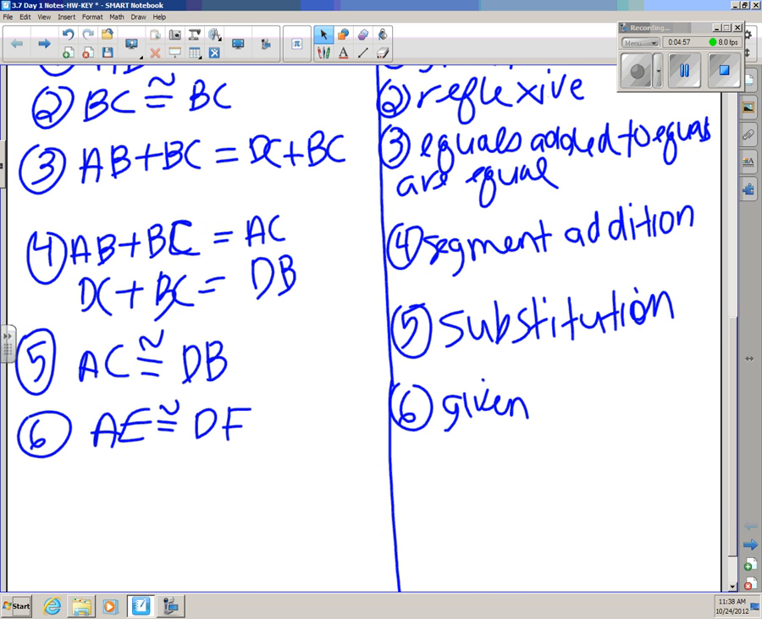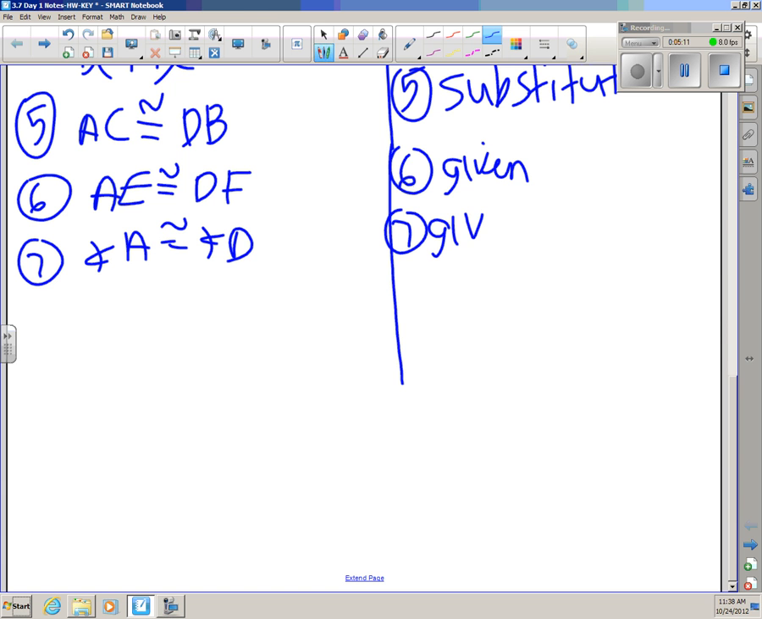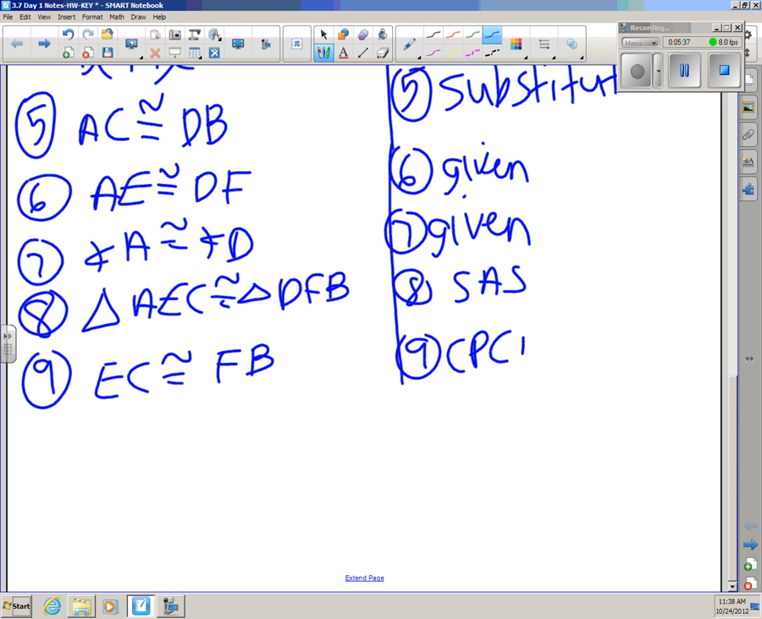So let me bring this down again, bring this up. So 7 then becomes angle A is congruent to angle D. That was given. 8 becomes triangle AEC is congruent to triangle DFB. And that was because we did SAS. And then finally, your proof statement is EC is congruent to FB, and that's because of CPCTC.